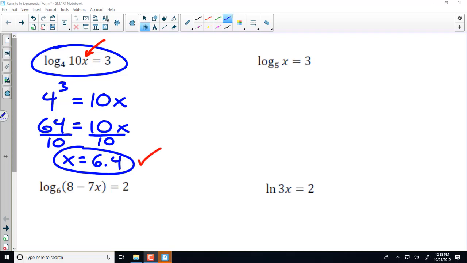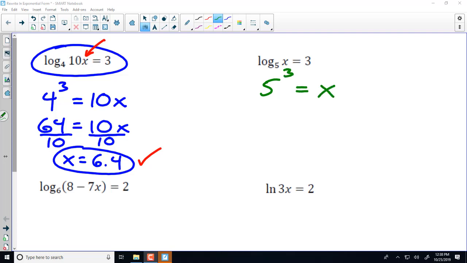Next one. Log base 5 of x equals 3. We rewrite in exponential form. This is a tricky step, but it's not a long step once you get the hang of it. The base is 5. The result, log base 5 of x equals 3, the 3 is the exponent. So 5 to the third equals x.